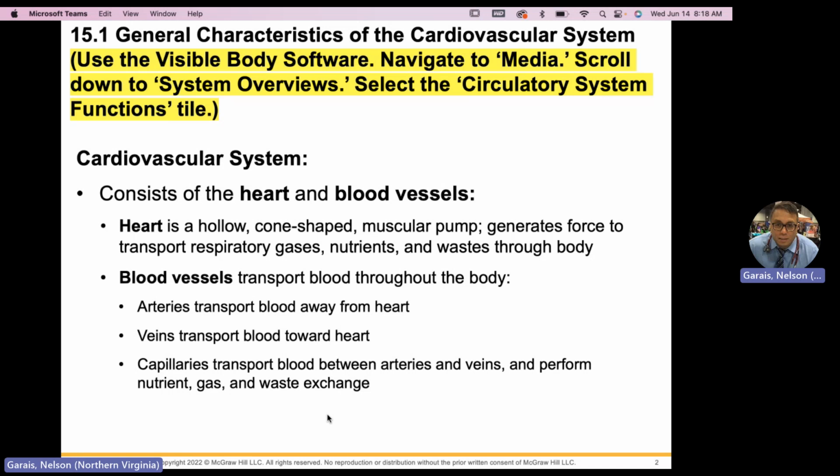Capillaries: the big thing about capillaries is they have the thinnest wall and they're the location of gas exchange. And if gases, oxygen and carbon dioxide, can be exchanged, so can nutrients and, of course, wastes.